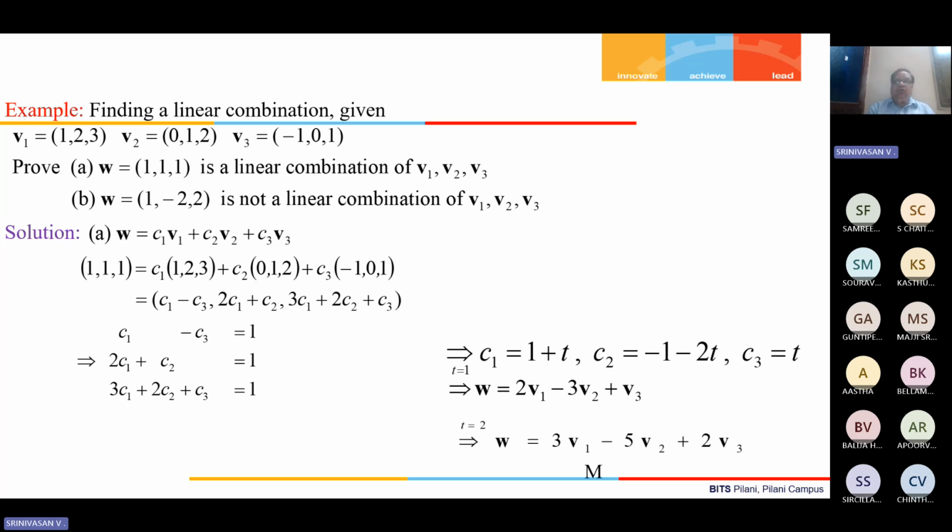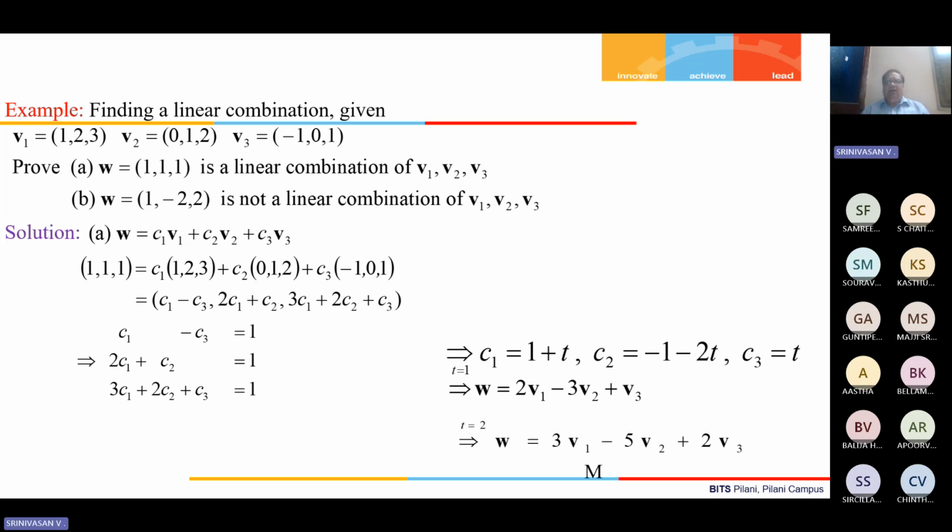So what is the meaning? Two vectors are equal means the corresponding entries, the components, are equal. So C1 minus C3 is 1. 2C1 plus C2 is 1. 3C1 plus 2C2 plus C3 is also 1. So now we can solve.